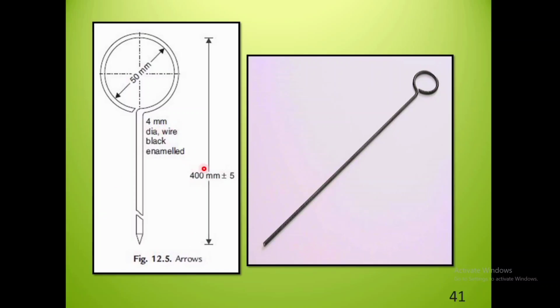So this is the arrow. Its length from this end to the top end will be 400 mm, and this arrangement is made for holding the arrow, and this will have a diameter of 4 mm. One end is made sharp so that it can be inserted into the ground.